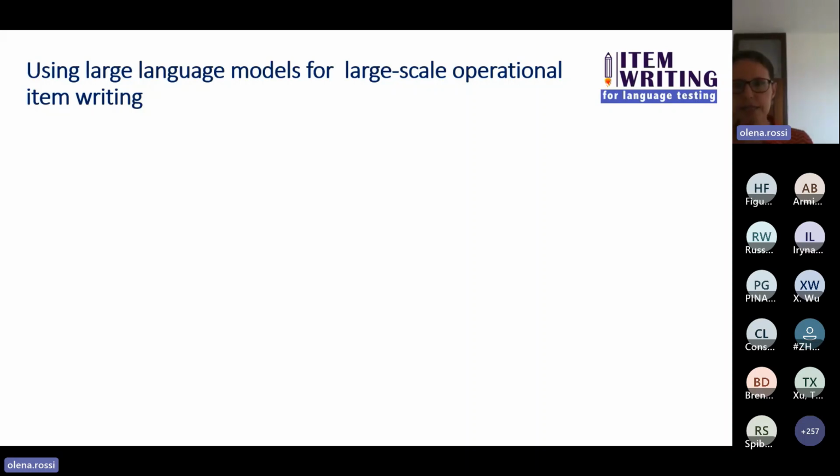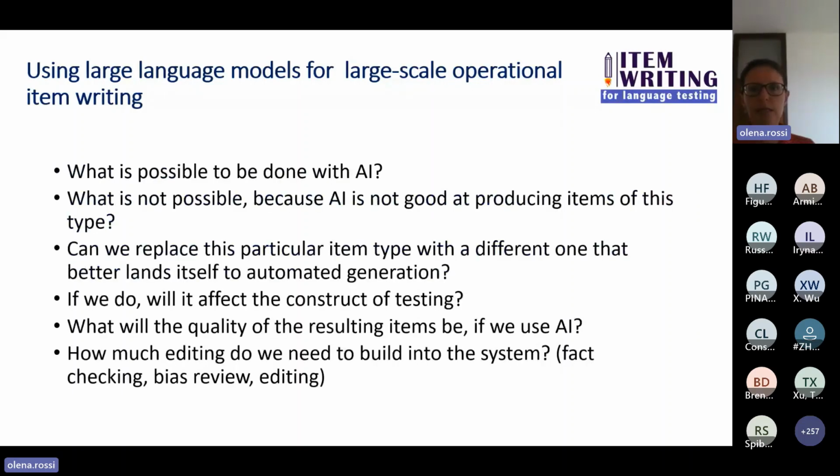However, I believe that every testing organization needs to start rethinking their item writing practices, and they need to do it now by asking themselves, what is possible to be done with AI? What is not possible, because AI is not good at producing items of the type that is required for the test? Can we replace this particular item type with a different one that better lends itself to automated generation? If we do so, will it affect the construct of testing? What will the quality of the resulting items be if we use AI? And how much editing do we need to build into the system?